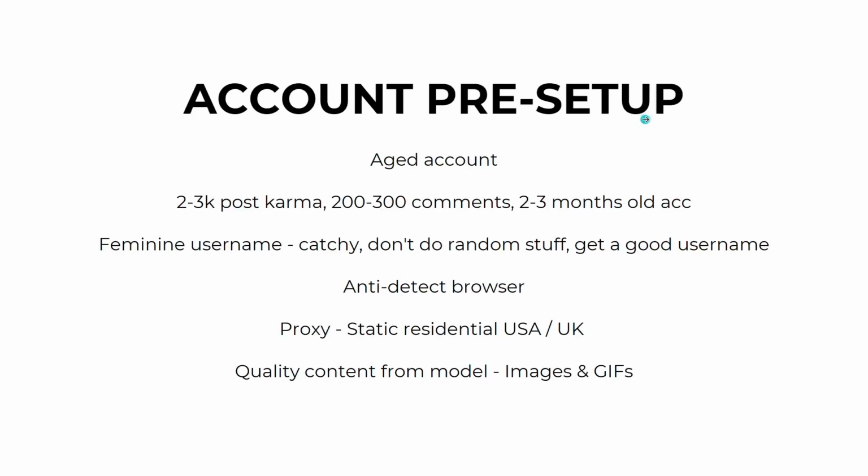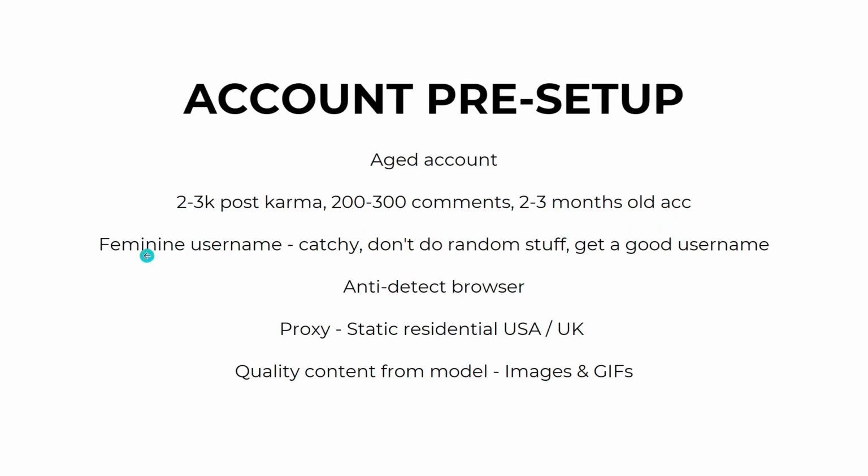Account pre-setup, aged accounts. So aged accounts are a must. At the start, and you can do it forever, you should buy aged accounts, but you can also create your own account farm and a system where you farm karma, but it's much quicker and easier to just buy aged accounts. Now, when you're buying aged accounts, what to look for? Try to look for at least accounts that have 2 to 3k post karma, 2 to 300 comments, and accounts that are 2 to 3 months old. You can buy blank accounts, you don't have to, but make sure when you're buying accounts that they have at least these requirements. They should allow you to get into most subreddits.